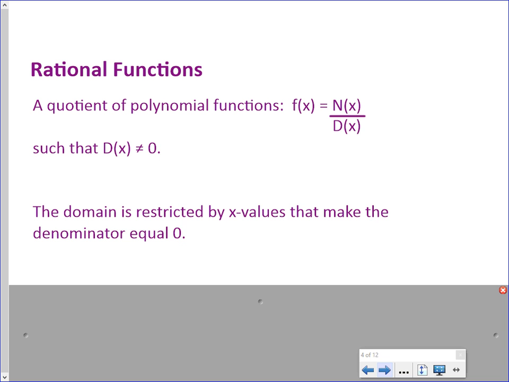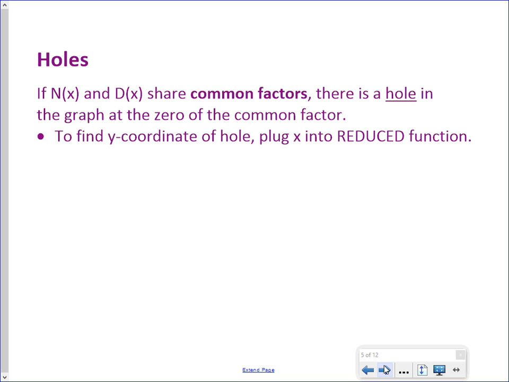There is something that we will look for in our rational functions, a characteristic of the graph, and it's called a hole. A hole is literally like a point that should be there but isn't. It makes your graph discontinuous.